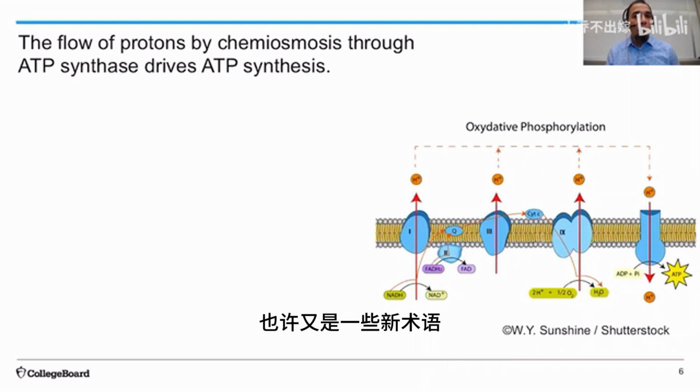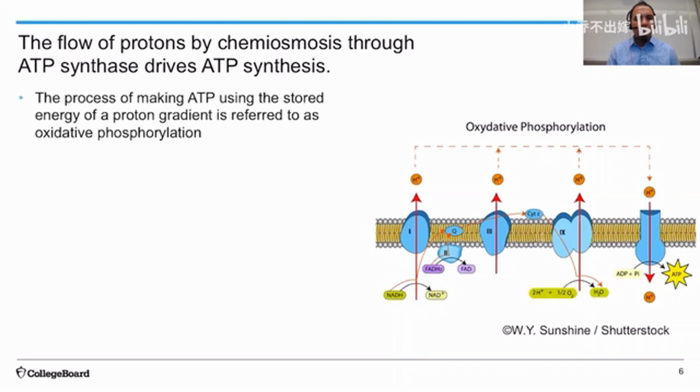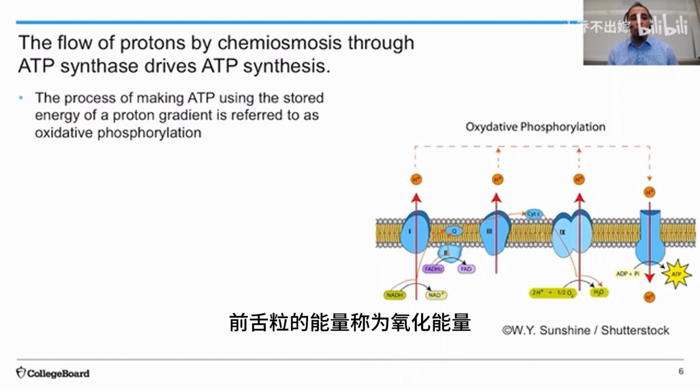Again, maybe some new terms, jot down, okay, what's chemiosmosis? Put it in the Zoom chat. You should remember what ATP synthase is. I know it's an enzyme. The process of making ATP using the stored energy of the proton gradient is referred to as oxidative phosphorylation. Oxidative, dealing with electrons, and phosphorylation is with your phosphates.